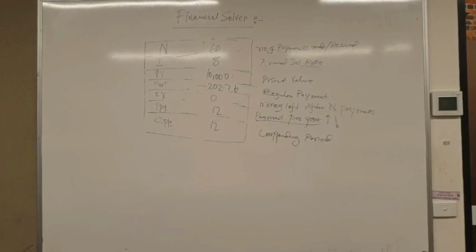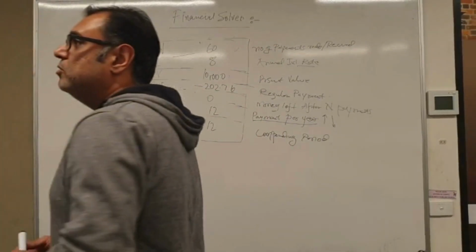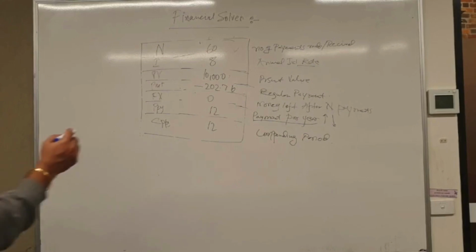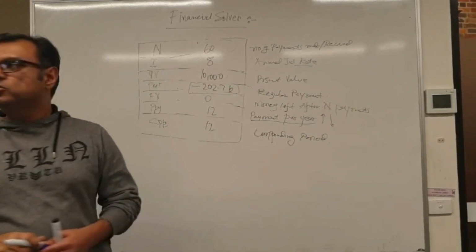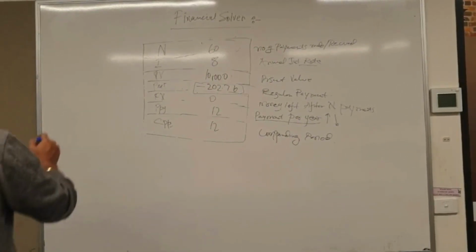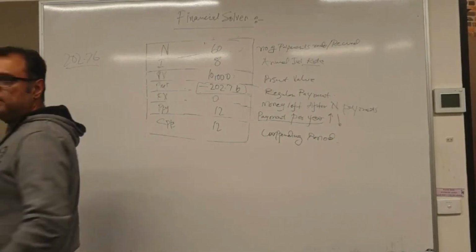Now, this is what the final payment looks like. How many payments was this guy making every month? $202.76, correct?